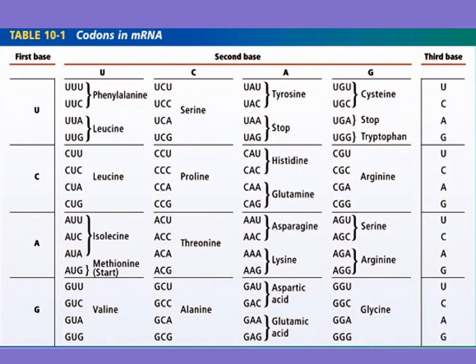And we can see that we have codes for all of these amino acids. Some of them have like 4 possible codes. Some of them maybe have 3 or just have 1. We can also see on here that there is a start code, there is a stop code. So this chart lays all that out for you.